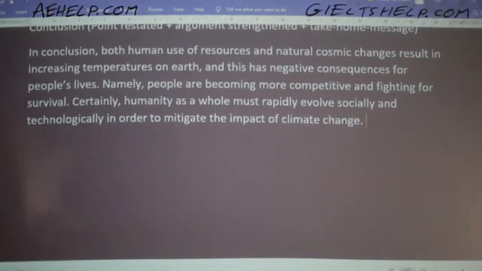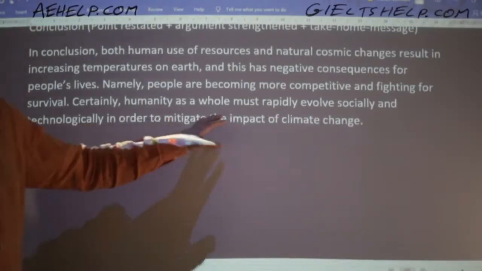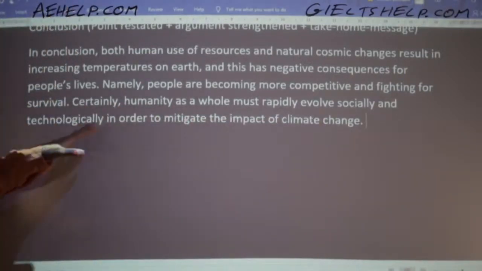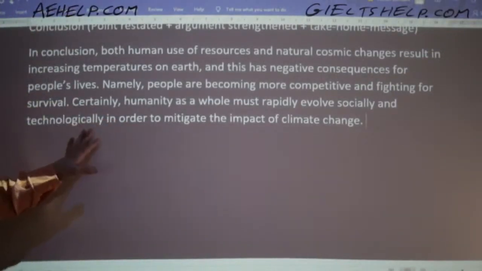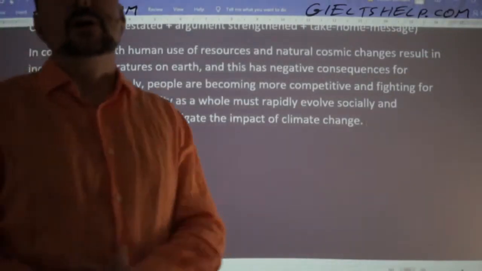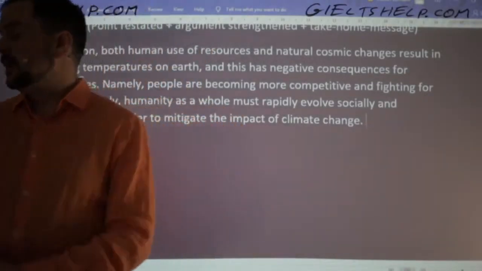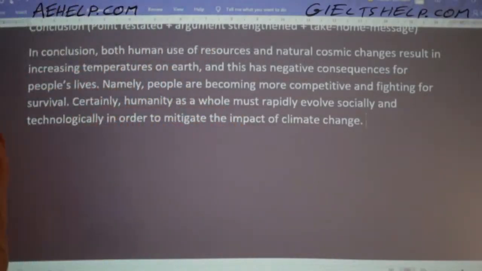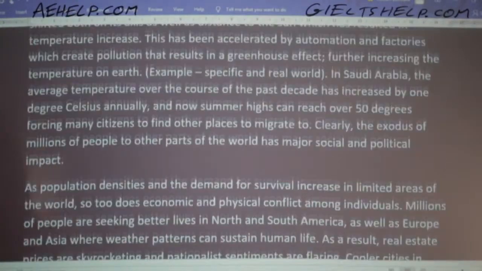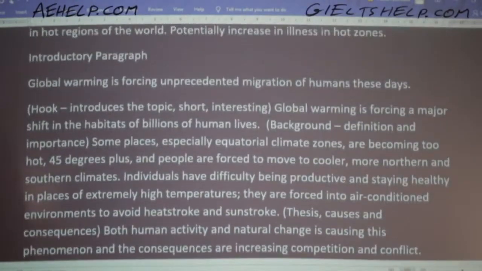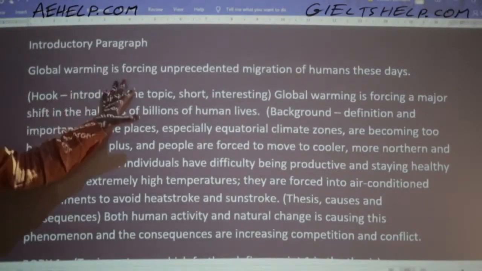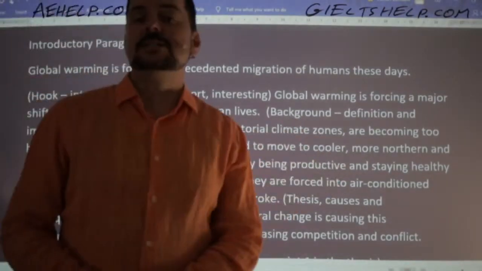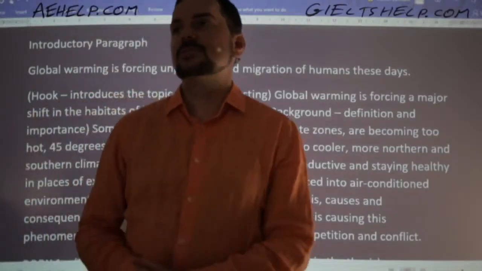All right. So certainly humanity as a whole must rapidly evolve socially and technologically in order to mitigate the impact of climate change. All right. So basically saying like, yeah, we have to figure out what to do and how to do going forward in order to guarantee the survival of our species. All right, now that's our conclusion. So that is my essay. At this point, if I still have a little bit of time, I would review the whole essay and make sure that it makes sense. But unfortunately, I'm out of time, so I have to stop there.